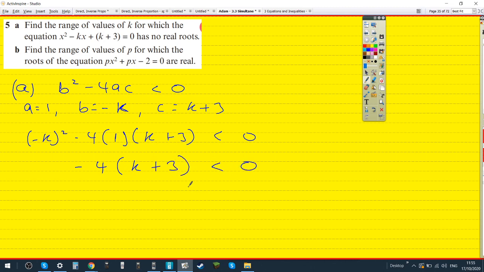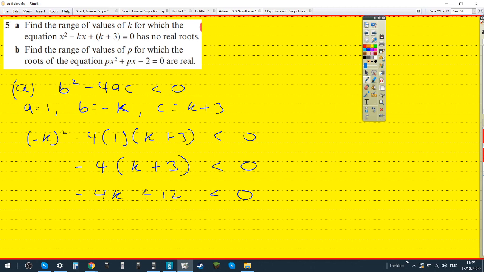And then can we plus 4 on both sides? You could divide 4 by both sides. Just expand the brackets. You're not trying to solve. Oh yeah. Okay. So minus 4, so it'd be minus 4K minus 12 is less than 0.